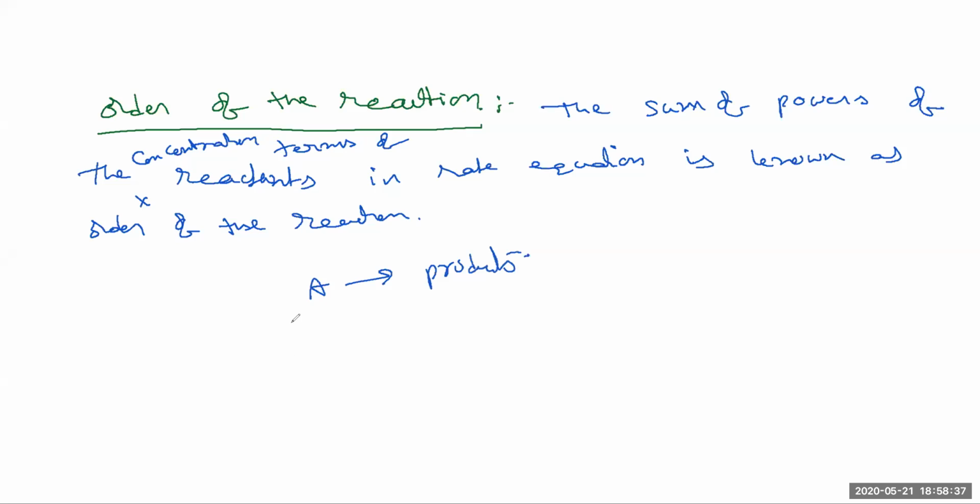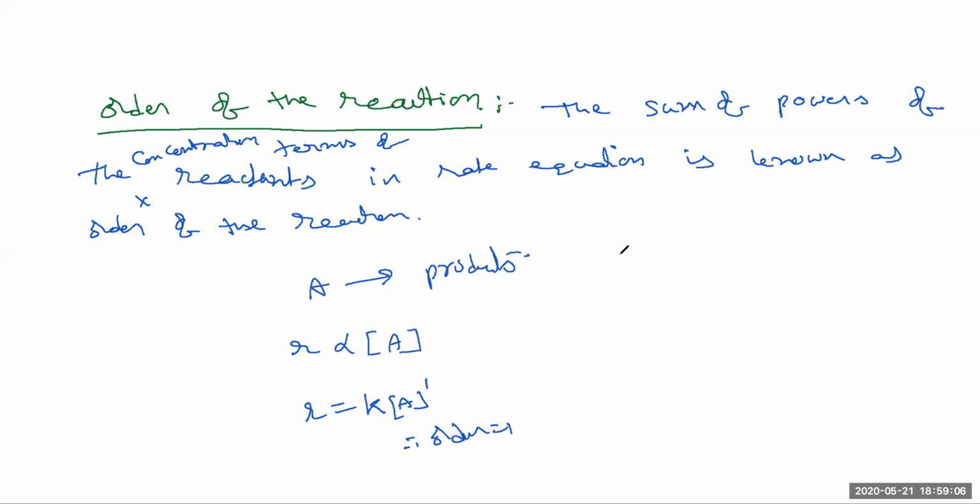According to the law of mass action, the rate of reaction is directly proportional to the product of molar concentrations of the reactants, but here only one reactant. Therefore, R is directly proportional to the concentration of the reactant A, and R is equal to some proportional constant K, that is the rate constant, into concentration of A. Then what is the power of A? If nothing is there, it means 1 only. Therefore, the order is 1.